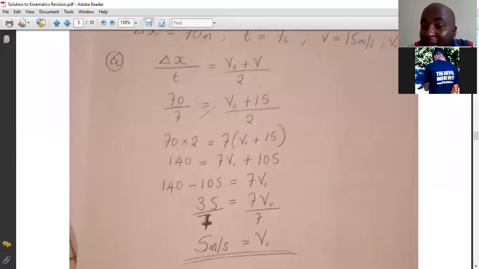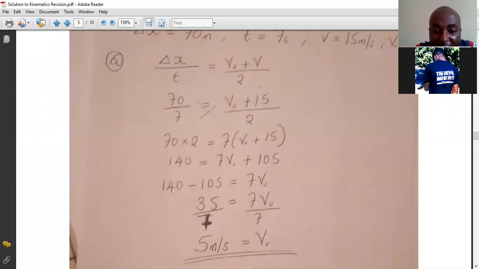How to change the subject of the formula? It's your mathematical prowess. You do what you're comfortable with. So that's why for the first part, I even just cross multiplied. So this is multiplied with everything here. So when you're cross multiplying, remember to put brackets there because you must multiply both the values that are there. Then 2 times 70, which is 140, will be 7 V naught plus 105.